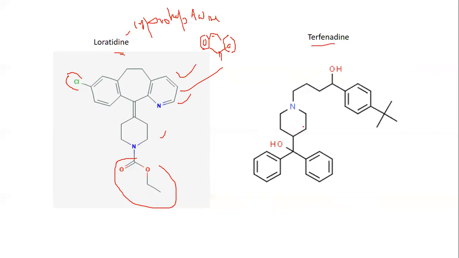Then terfenadine. Terfenadine is simple, like propylamine derivatives. This is carbon, then CH2, CH2. So here is also CH2. So you see propyl, then amine. So these are propylamine derivatives but cyclic. And here the two aromatic ring criteria are fulfilled from this carbon. And here is one linker carbon.